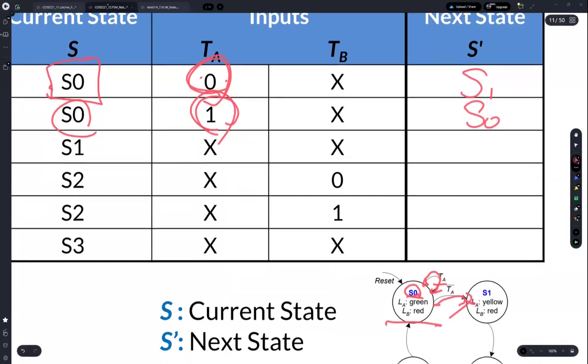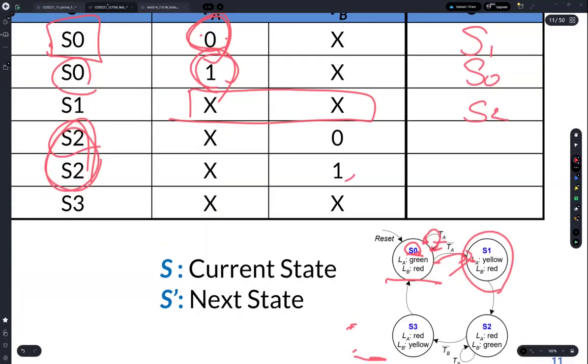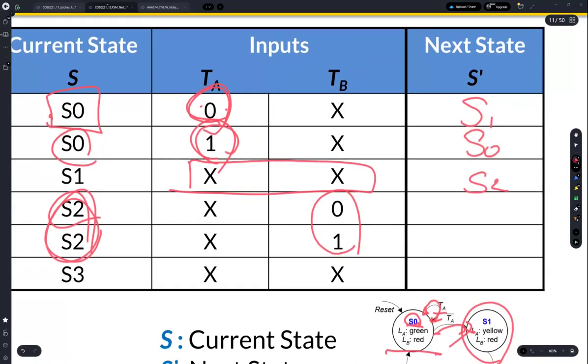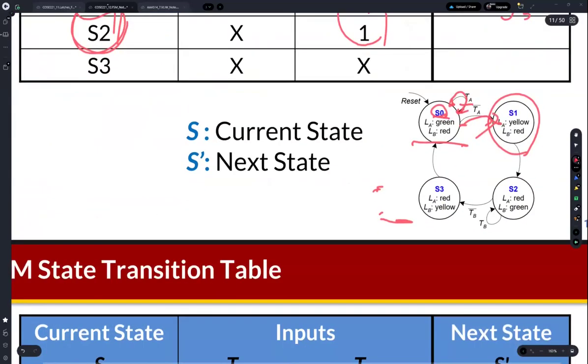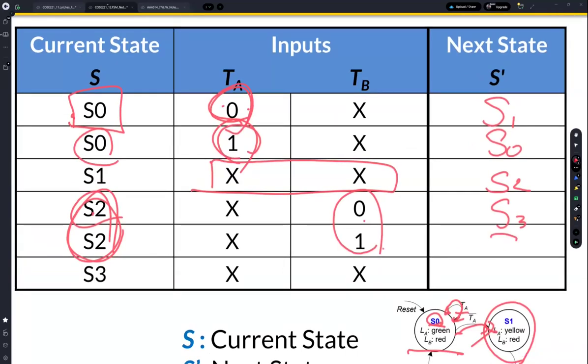And then if the current state is S1, then for all input combinations, so don't care, the next state is S2, right? Then if the current state is S2, we can define two input combinations, okay? So S2 and TB is 0, then the next state is S3, right? So you can find this arc here. And then if TB is 1, it is still S2. Then from S3, the next state is S0.